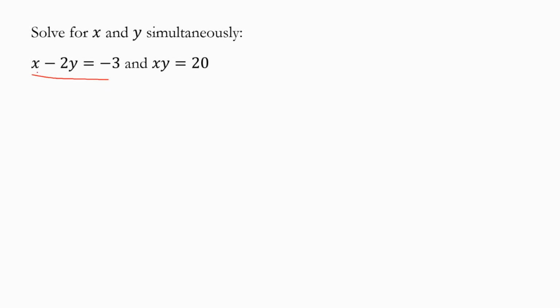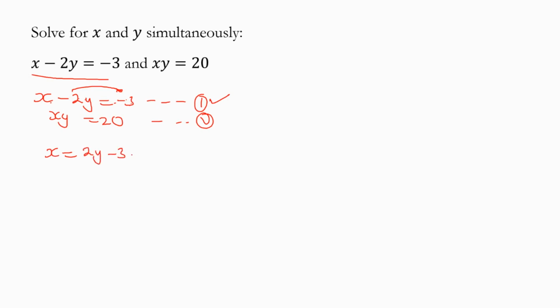I'm going to create equation 3 using equation, let's name this one equation 1, and then xy is equal to 20, let's call it equation 2. We're going to create equation 3 using equation 1 and avoid creating fractions. So we're going to isolate x. So from here we can see that x is equal to negative 3 plus 2y. If you transpose negative 2y to the right hand side, it becomes positive 2y. So it's positive 2y minus 3. You see that? That's equation 3. We have avoided creating fractions here.